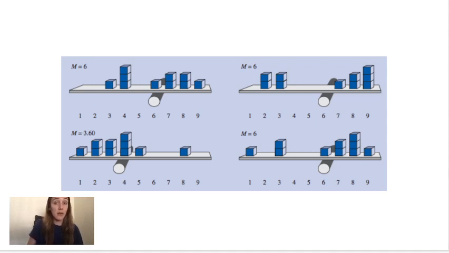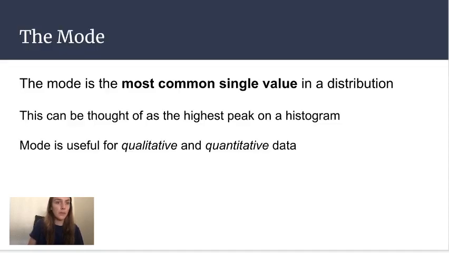All right, so we're going to talk about another type of central tendency now. We're going to talk about something called the mode. The mode is the most common single value in a distribution. This can be thought of as the highest peak on a histogram, or the most frequently occurring value. And the mode is special in that it can be used for qualitative and quantitative data.